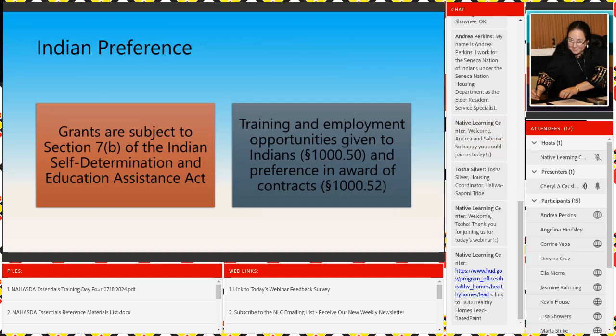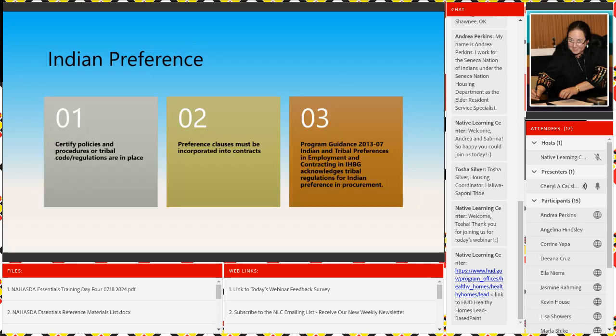Indian preference grants are subject to Section 7(b) of the Indian Self-Determination and Education Assistance Act. Training and employment opportunities are given to Indians. You can read about that at 1050. Preference in the award of contracts, you can read about that at 1052. For Indian preference, you certify that policies and procedures, tribal code and regulations are in place, that you have preference clauses incorporated into your contracts. And there's program guidance 2013-07, which is also in your reference materials, on employment and contracting in IHBG, and you acknowledge tribal regulations for Indian preference in procurement.